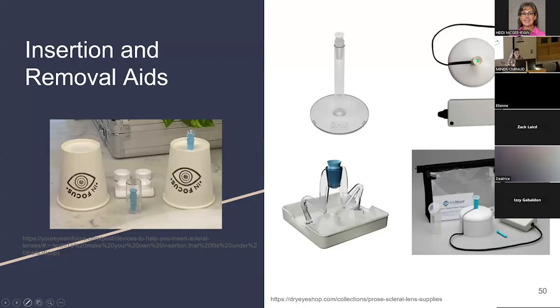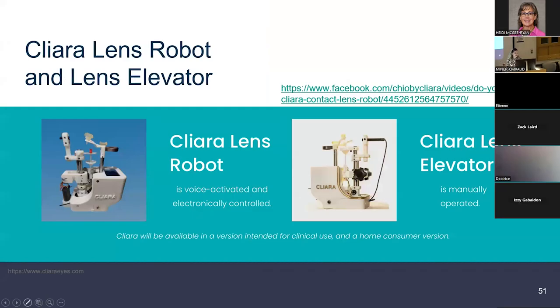One of the coolest innovations that has come about in scleral lens insertion and removal is the robot that a patient actually developed. This patient wears scleral lenses, and he noticed that there were a lot of other individuals in the office that were struggling to put in their lenses and remove them. And so he developed a robot that has the ability to sense pressure, meaning it can not only put the lens in, it can also take the lens out for the patient.